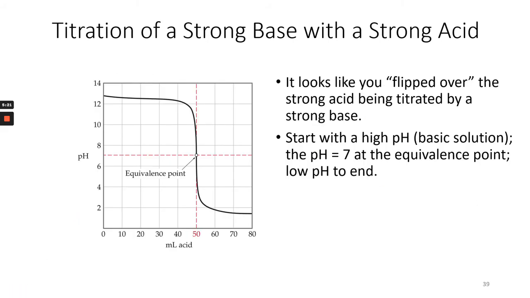Now, what happens if we start with a strong base and we titrate it with a strong acid? The curve will look very similar to the previous one, except it's flipped over. You're going to start at a high pH because you're a base, and you're going to end at a low pH. Notice the equivalence point is still at 7 because we have a strong base and a strong acid. If you have two strong things mixing, the equivalence point will always be at a pH of 7.